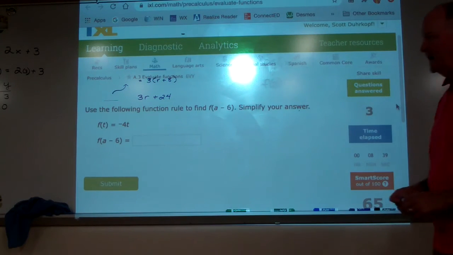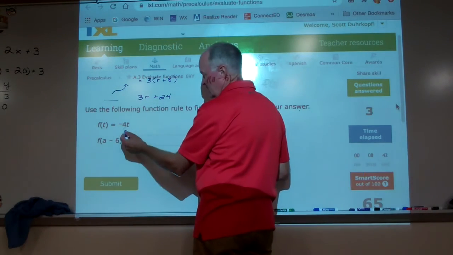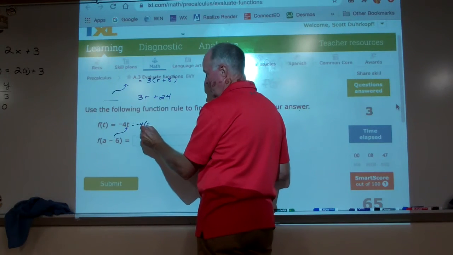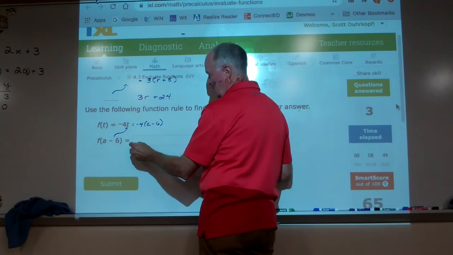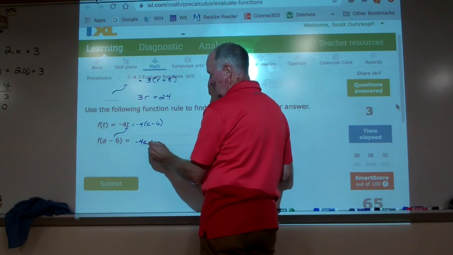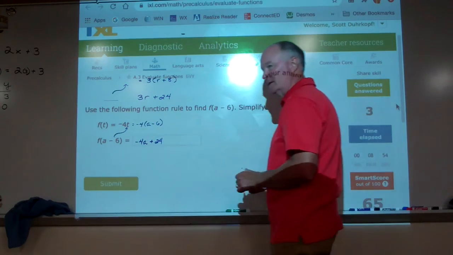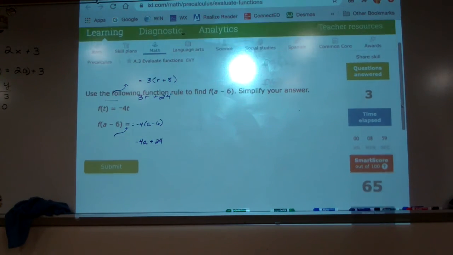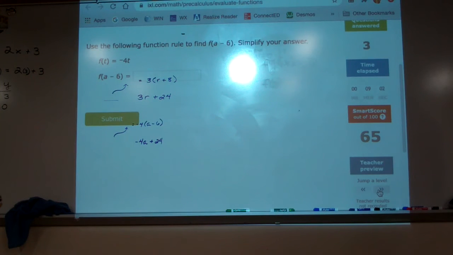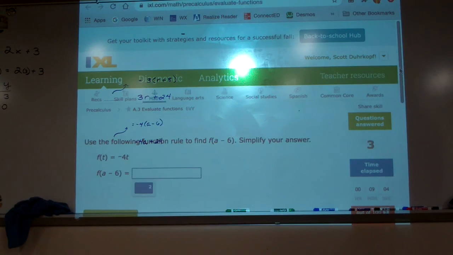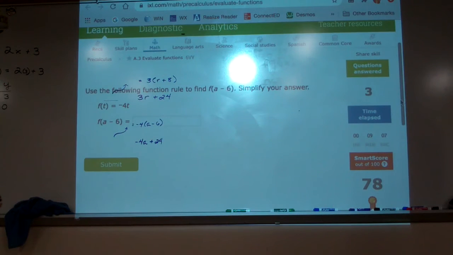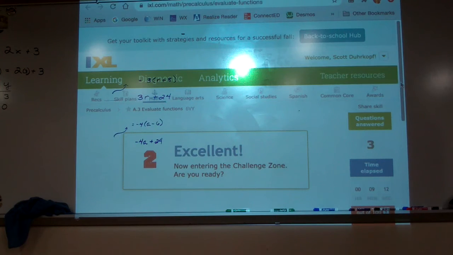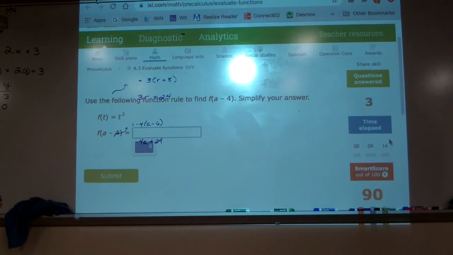Here's one that's got an a minus 6 that goes in for the 4. So it's negative 4 times a minus 6. Negative 4a plus 24. That's how we're going to handle that one. And then we're going to jump to the next level. They're all pretty much the same there. You see one more, and then I'll turn you loose. And that's the challenge zone, and that's where you're going to stop anyway.